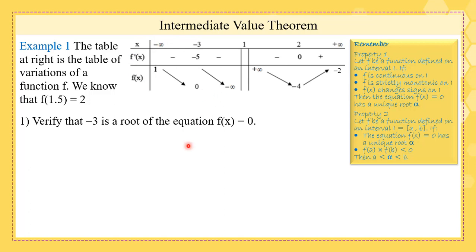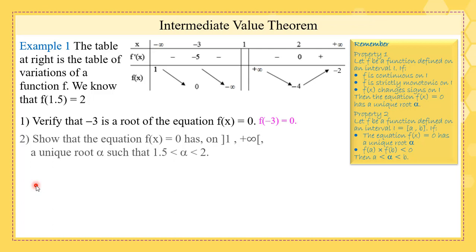So this will be verified automatically, directly. We can just state that f of -3 is 0. So -3 is a root of this equation. Now the second part asks to show that the equation f of x equals 0 has, specifically on the open interval 1 plus infinity, a unique root alpha, and that alpha is between 1.5 and 2.